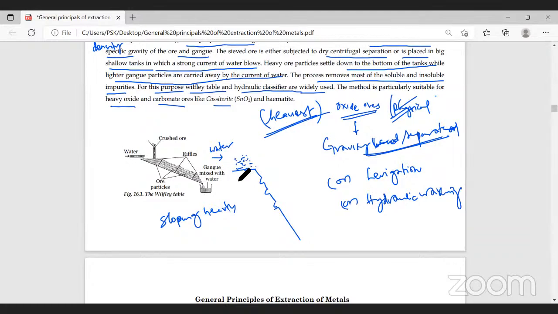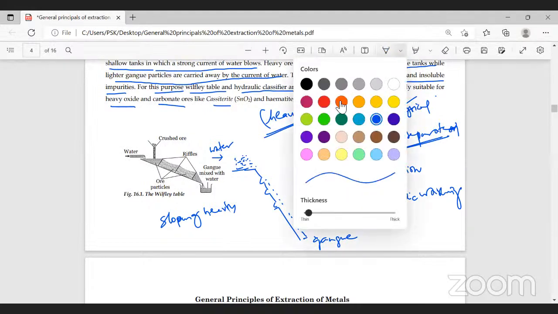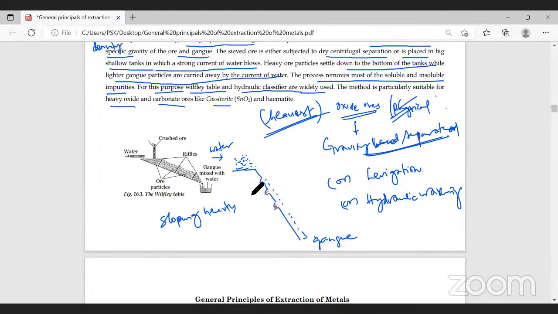The water, when you apply pressure, the gangue particles which are lighter will be carried away. The impurity will be carried away by water. Lighter they will be carried away. What happens now? The heavier metals or the ores which are heavier, they will get accumulated here. So this is called as hydraulic washing, or it is called as gravity-based separation. For this gravity-based separation, they use Wilfley table or hydraulic washing.